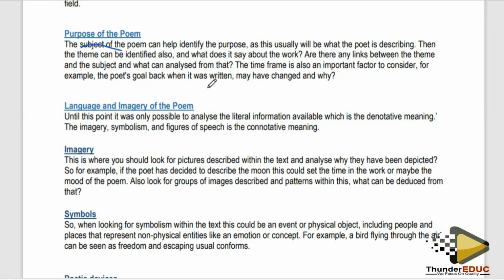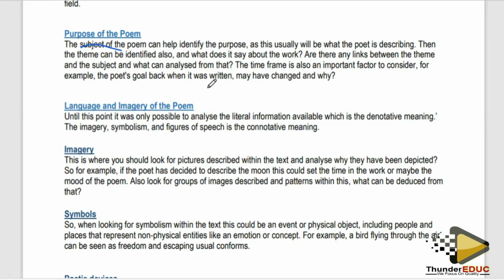Language and imagery. Language is the diction. I'll keep repeating, diction must be found. Is there a literal meaning or is there a figurative meaning? Symbolism and figures of speech are what we call connotative meaning. So as a result, let's look at these things and find out what they do.